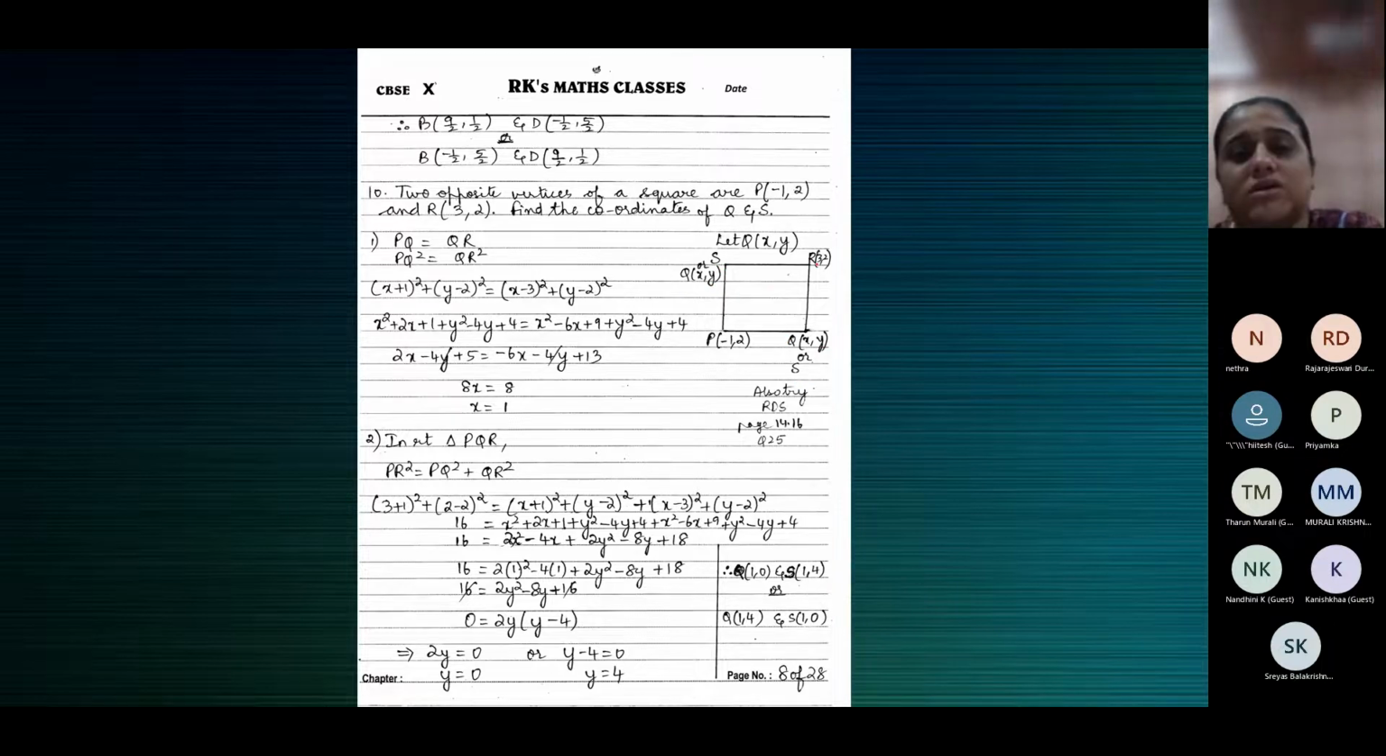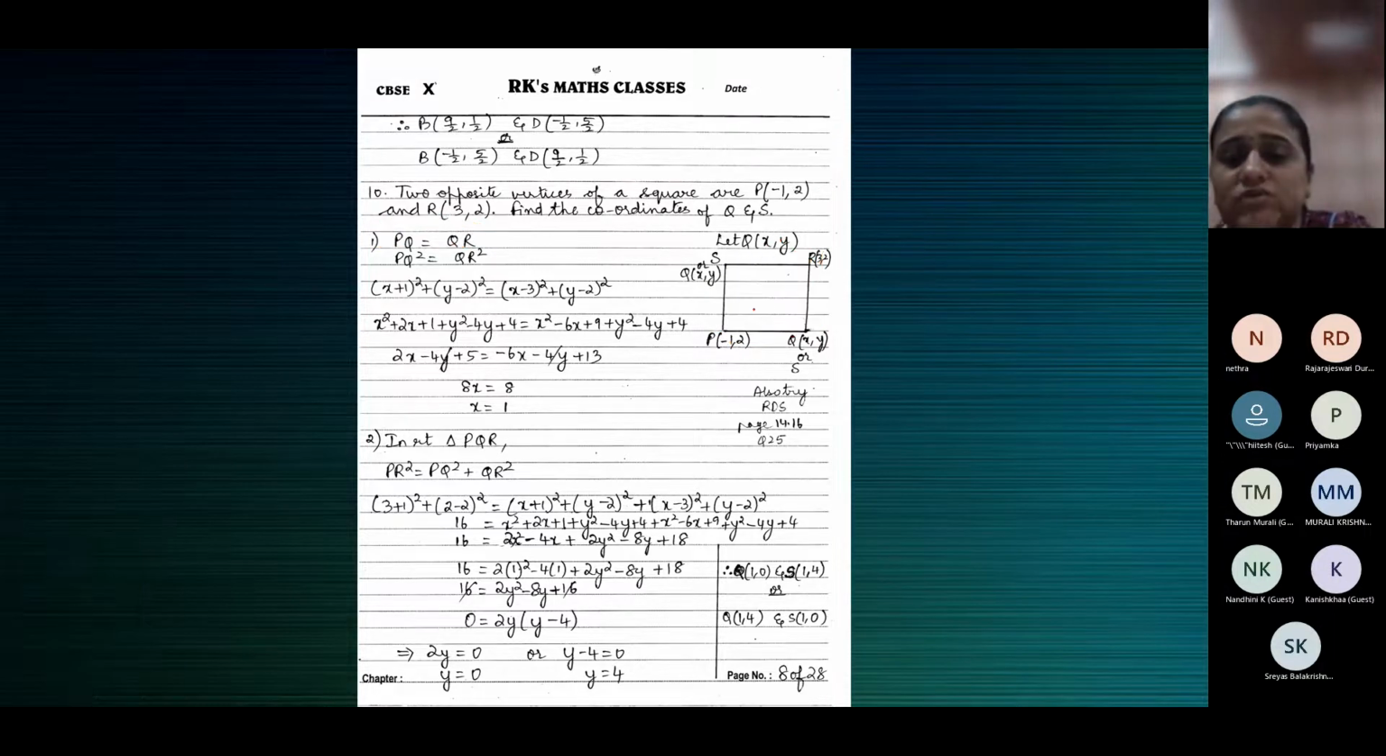That in a square, all sides are equal. And also in a square, you can just connect this diagonal, and this one is a right triangle. Use Pythagoras theorem here. Don't see this part at all, okay? Now, first work PQ is equal to QR.